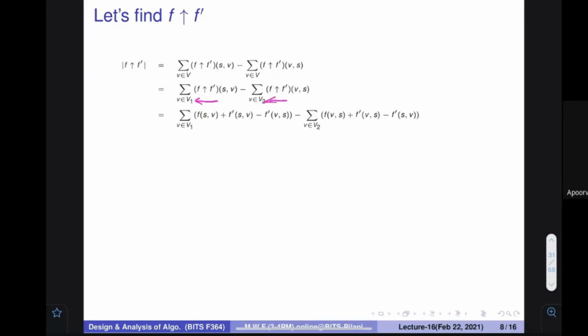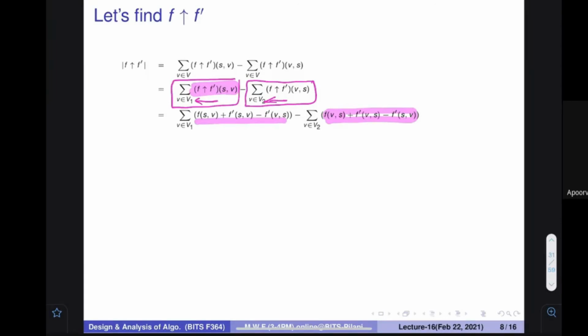I am saying that only this particular set is going to have the smaller terms, because where there is an s, I am going to consider only those things. Now this complete expression can be written like this, because this was the original definition. We can use the original definition to write (f augmented with f')(s,v) is equal to f(s,v) plus f'(s,v) minus f'(v,s).